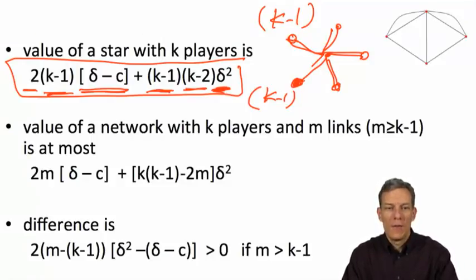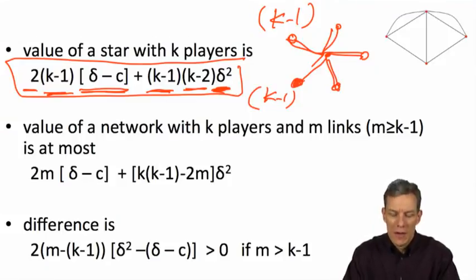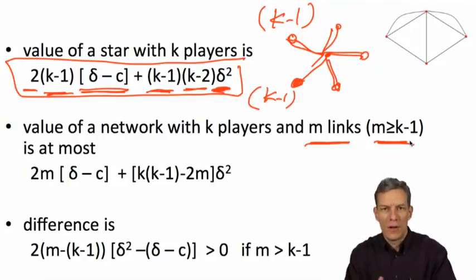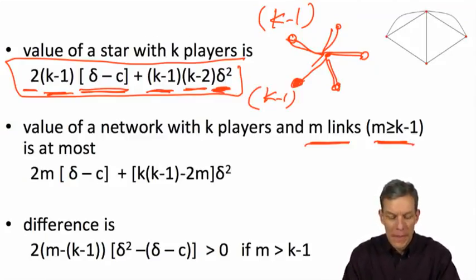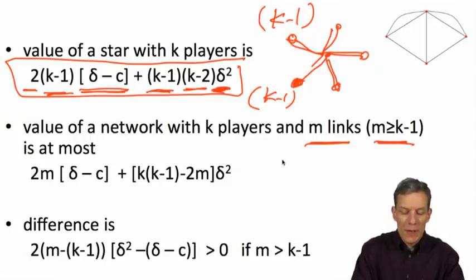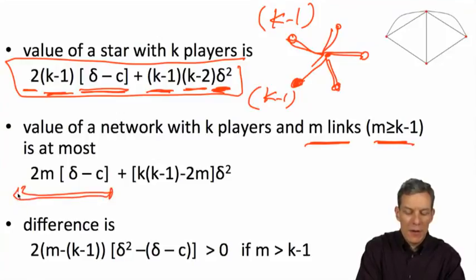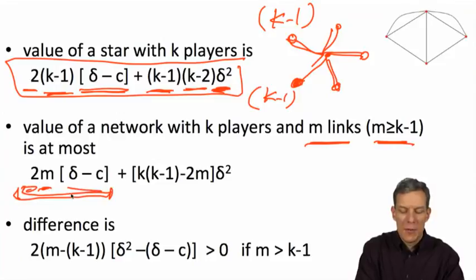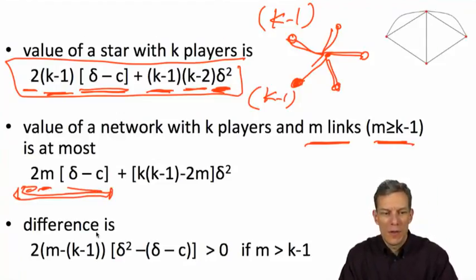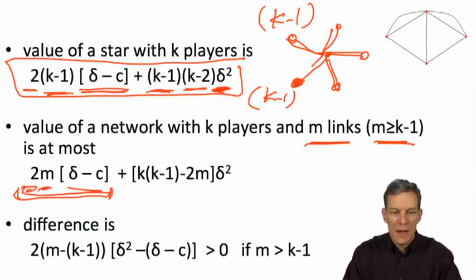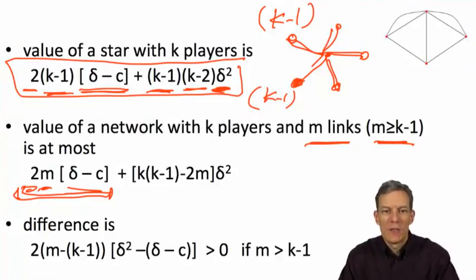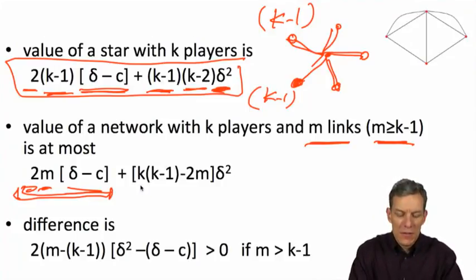Now let's look at the value of some other configuration that involves k players and m links, where m has to be at least k minus 1 in order to connect these k players together. Okay, so if you've got m links, first of all, what's the value you can get out of the links directly? Well, again, the same kind of calculation. You've got m links, 2 people in each link, delta minus C, so that's going to be the direct value.